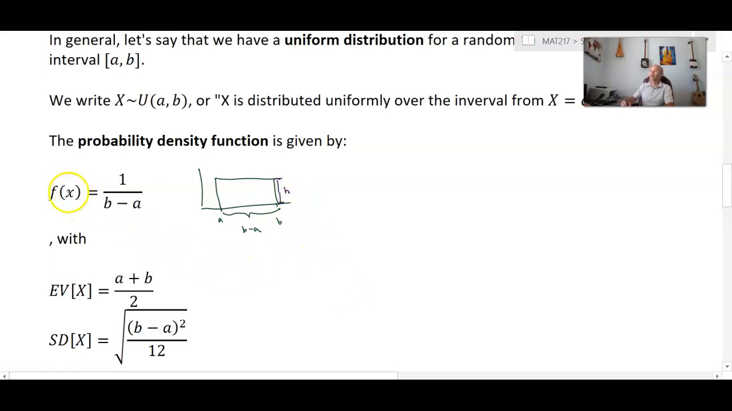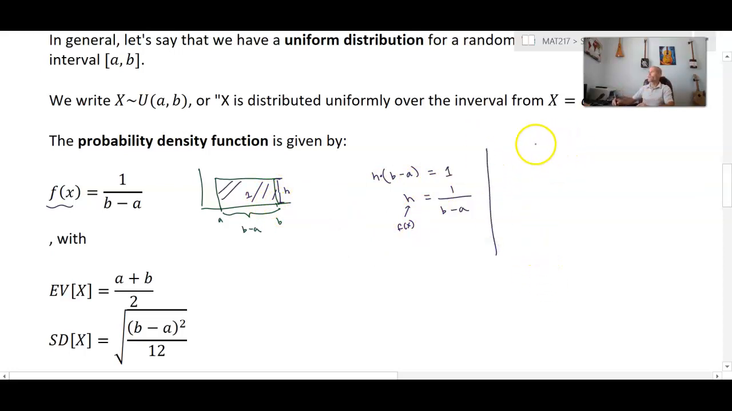Okay, in our context, f of x is actually the height, and we know that if we take the height and multiply it by the width, height times width, this area right here is equal to 1. So we need that to equal 1, and we want to figure out what the height should be, so we divide both sides by b minus a, and hey, there's our function. Height equals 1 over b minus a. We'll call this f of x. It just happens to be that the height is the same all the way across, and we've got our probability density function. That's the intuition.